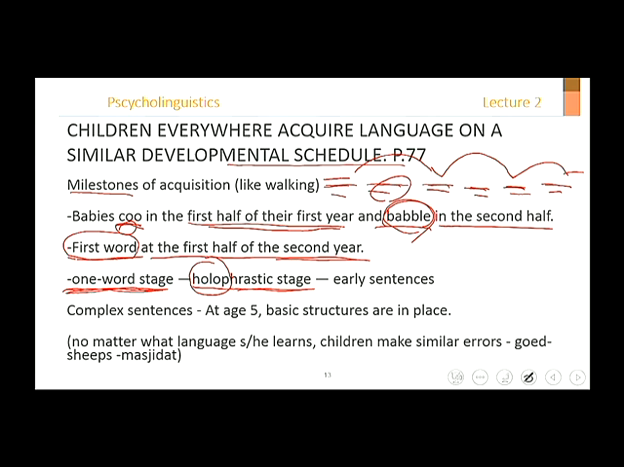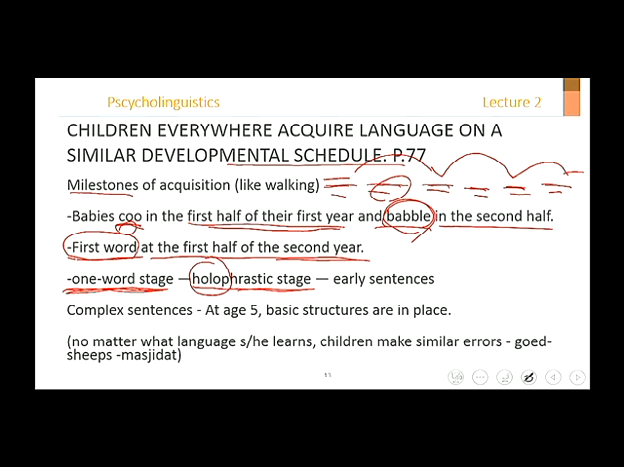Alright? Why? Because we have milestones. We have steps. At this stage, the child cannot skip this stage. The child has to go through this stage. And it's natural. And it's good. It means that this is a learning mechanism that is working. And I'm going to explain that later on, inshallah.